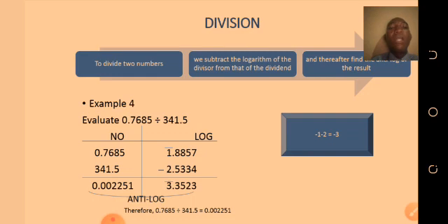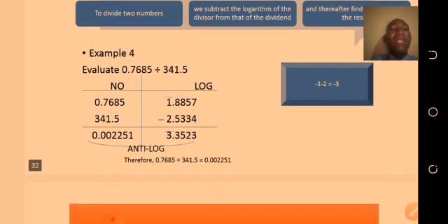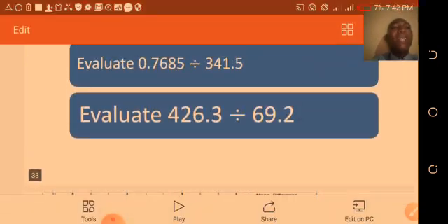So let's add the value that we got from the anti-logarithm to that now. That will be 0.002251. So therefore, 0.7685 to be divided by 341.5 will give us 0.002251. Good of you.